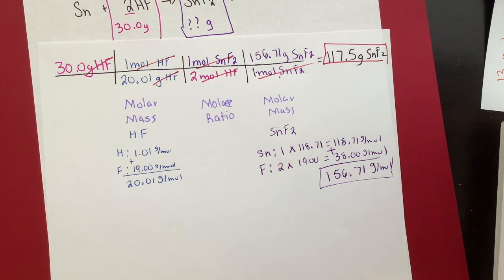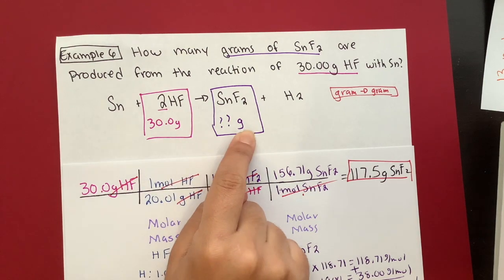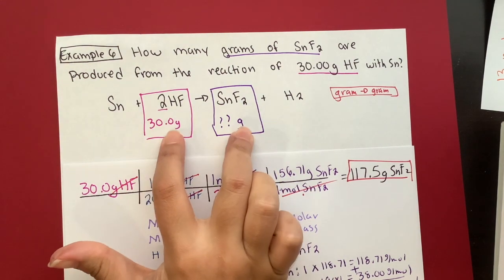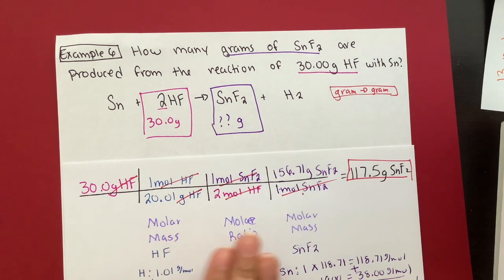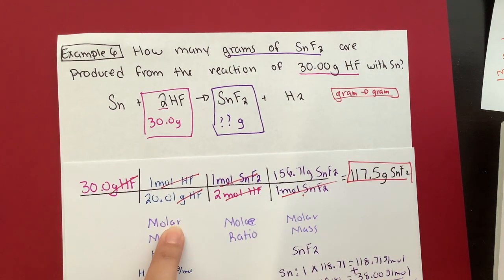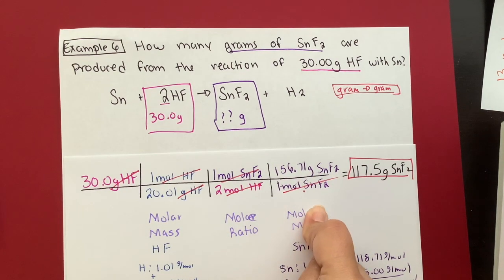Okay, so just a little recap. The information was given to me in grams. They were asking me for grams of another compound. This type of problem is going to be the longest because I need to do 3 different steps. I first need to divide by the molar mass of the given, then use the mole ratio, then multiply by the molar mass of the unknown.